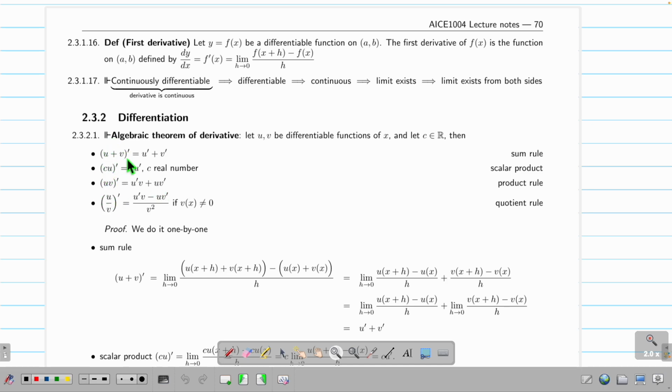If you have a u and a v, so u, v are differentiable, we assume the limit exists. Then this prime symbol means differentiation, just lazy notation, okay? (u plus v) differentiation is just u differentiation plus v differentiation. This is called the sum rule.